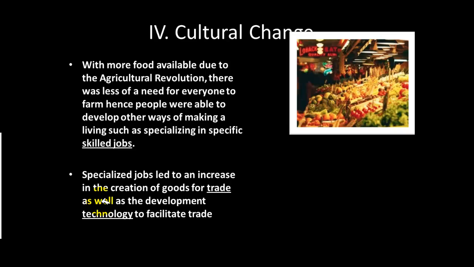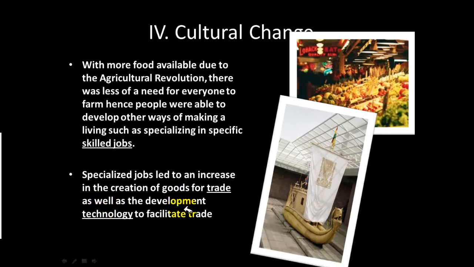As a result of people no longer all farming, you started seeing the first blacksmiths, people who made pottery, people who made weapons, tailors, different cooks, and different ways of cooking developed. And because we have specialized labor, it allowed people to trade, as well as to develop the different technologies that go with trade.